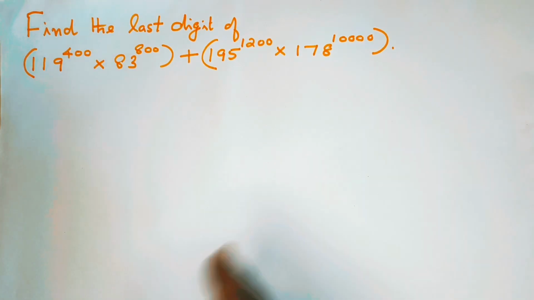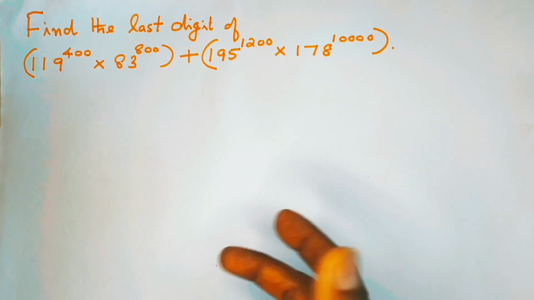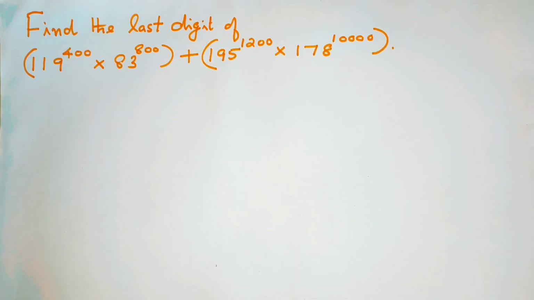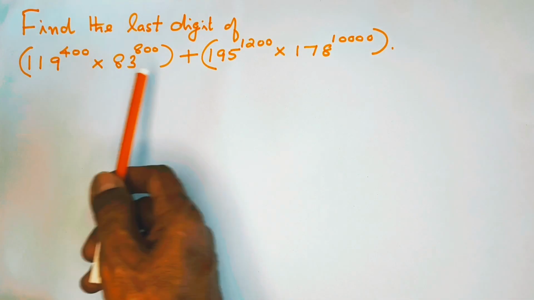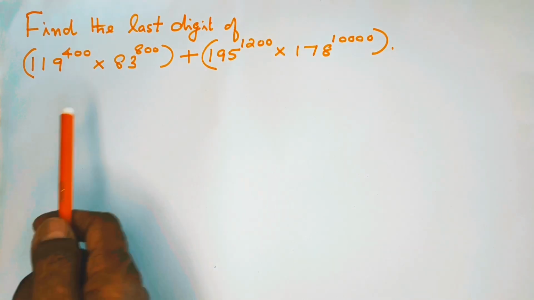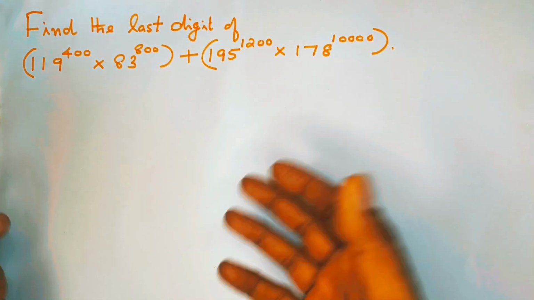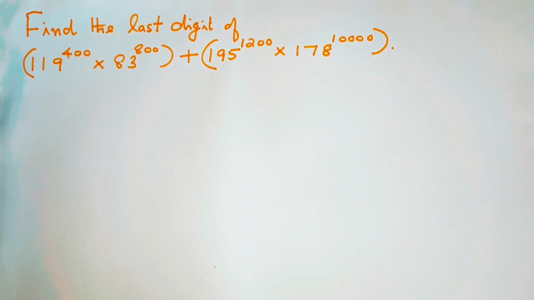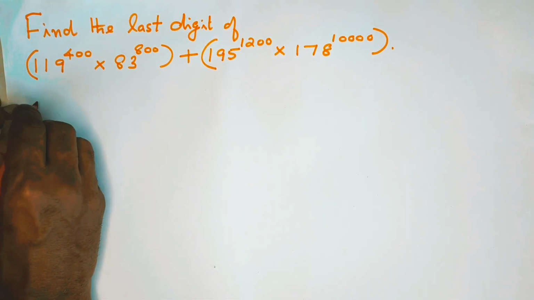Today we are going to look at an interesting problem from number theory. It's about finding the last digit of a numerical expression like this. As you can see, there are four terms in the numerical expression given to you. Let's take one by one. The first one is 119 to the power of 400.